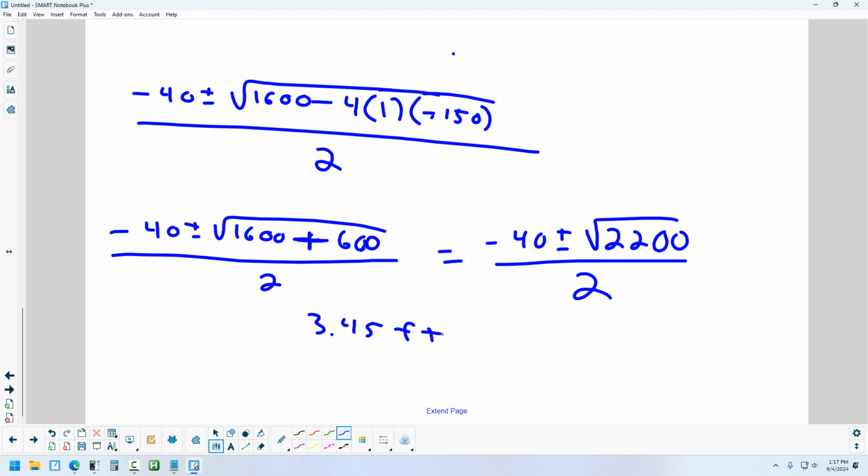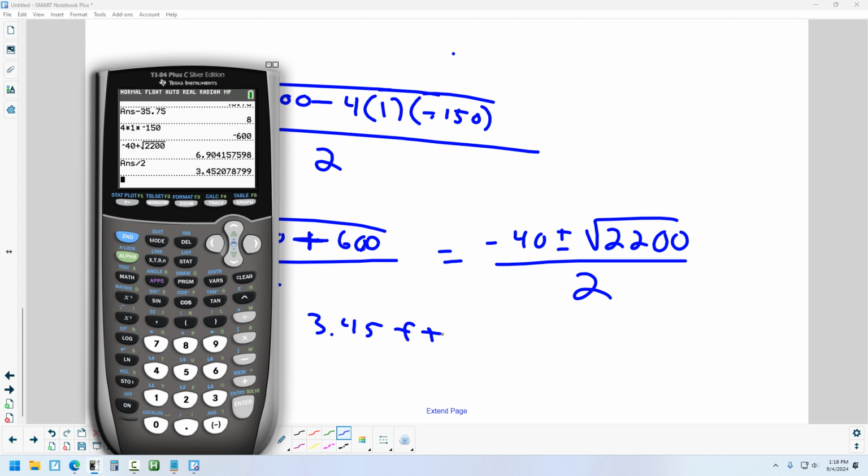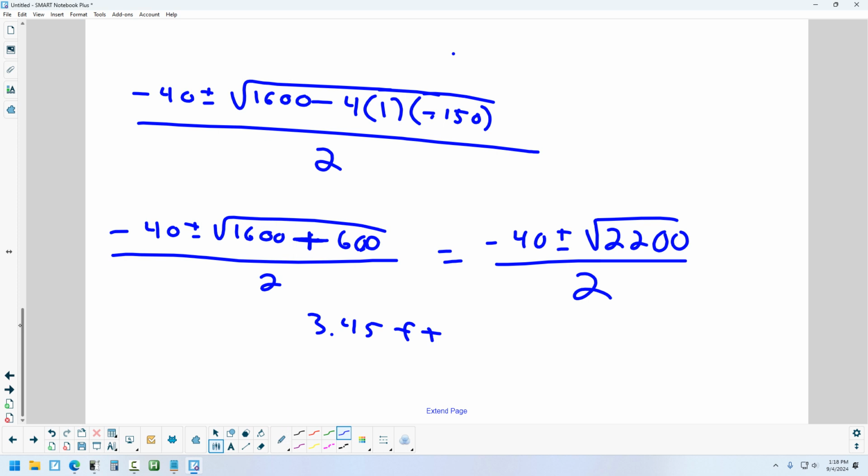Now, you don't have to worry about the negative 40 minus, because if you do negative 40 minus the square root of 2,200, what kind of number did we get? Negative. And if you divide that by 2, it's still negative. So a negative number wouldn't make sense for the width in this problem. So that is the width of the sidewalk.